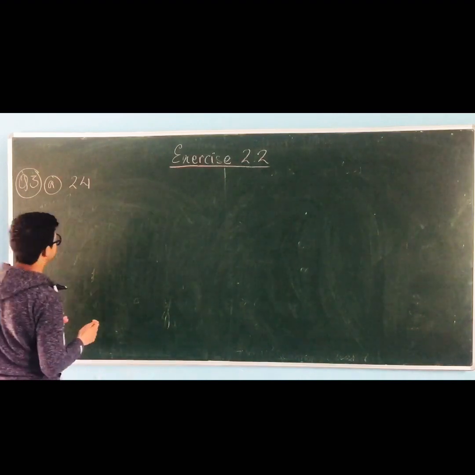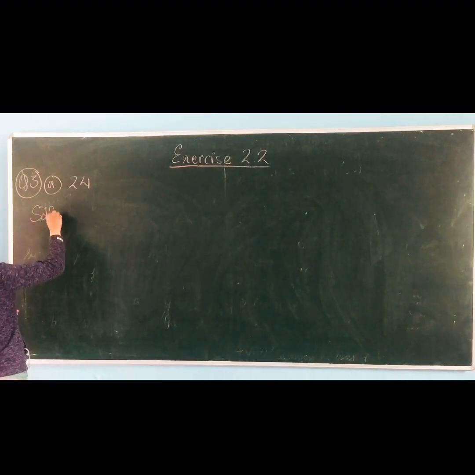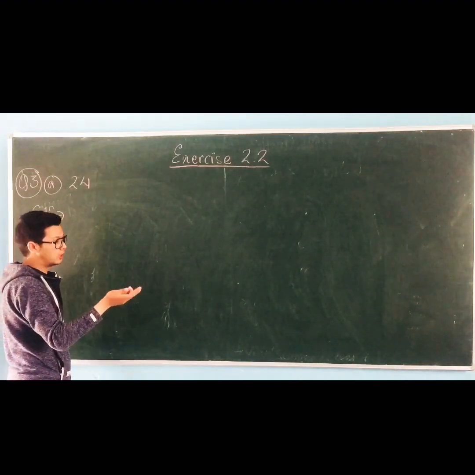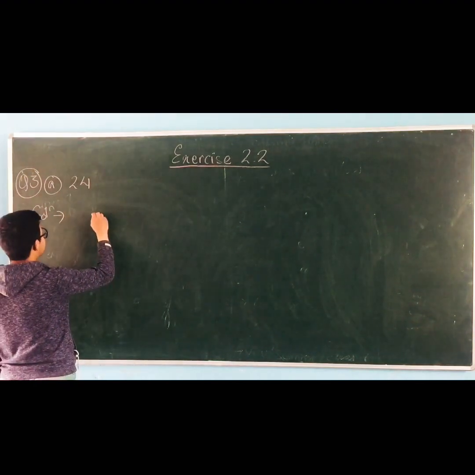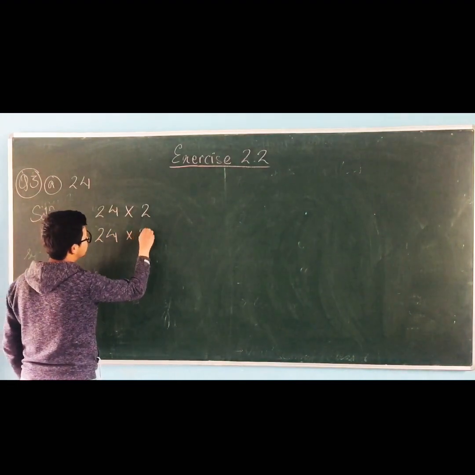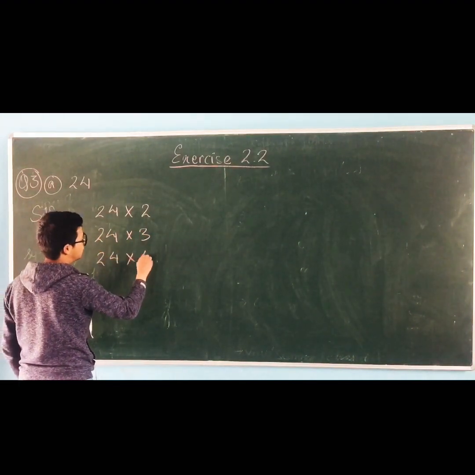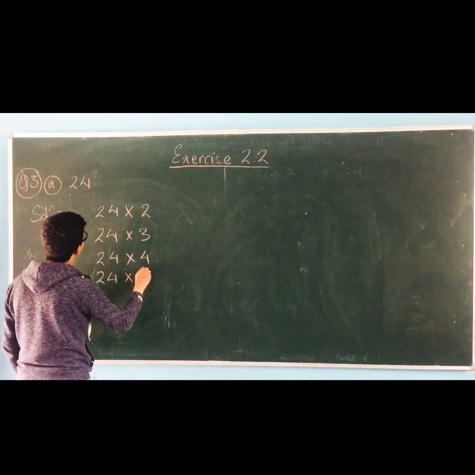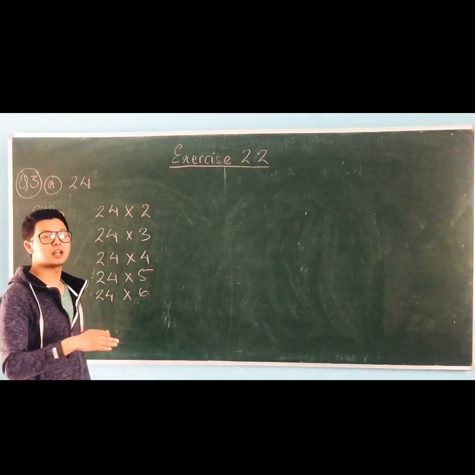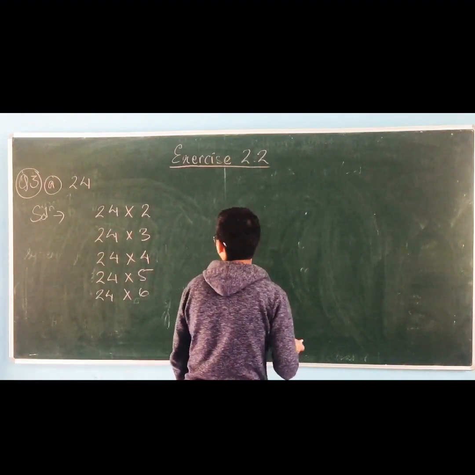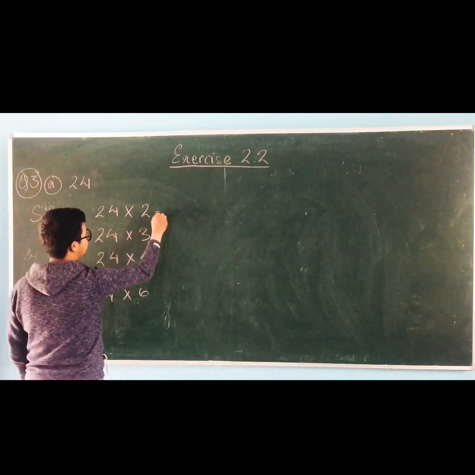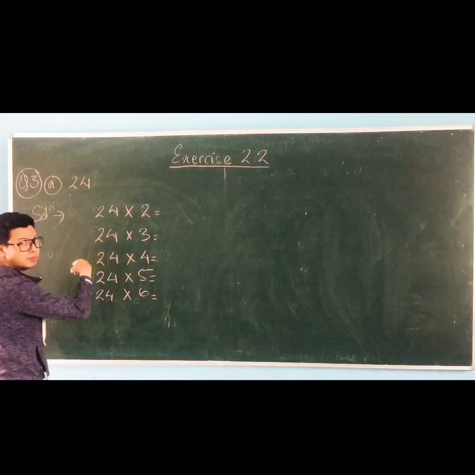So the first 5 multiples of 24 is, so write solution, okay? Now, what you do, you just multiply 24 into 5 times, okay? So starting from number 2, 24 into 2, 24 into 3, 24 into 4, 24 into 5 and 24 into 6. Since the question is asking you to find the next 5 multiples of 24, right? So the 5 multiples are 1, 2, 3, 4, 5, okay? So you just multiply this number.